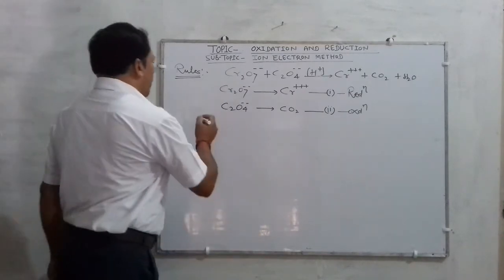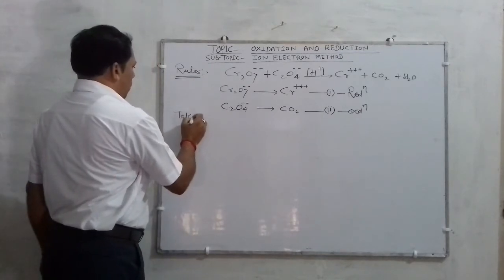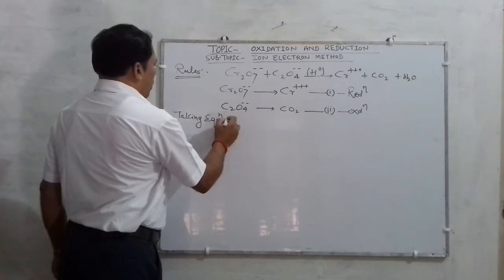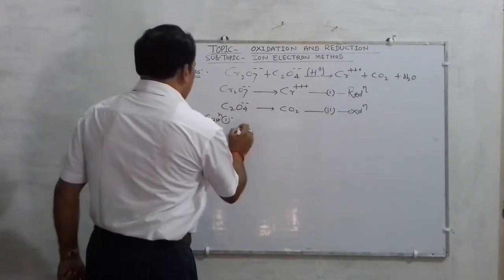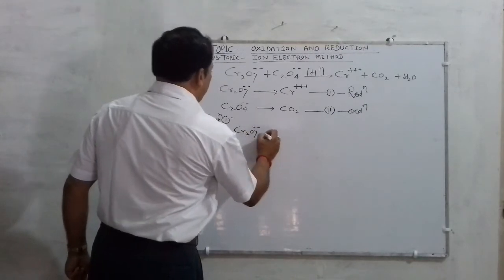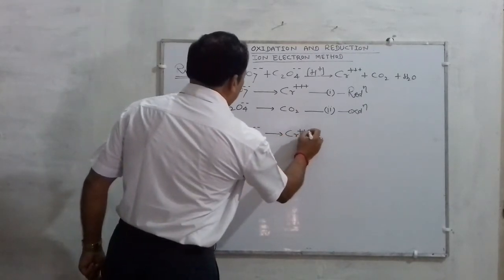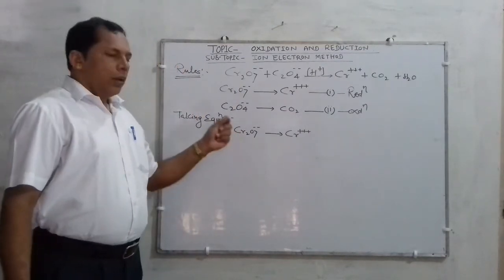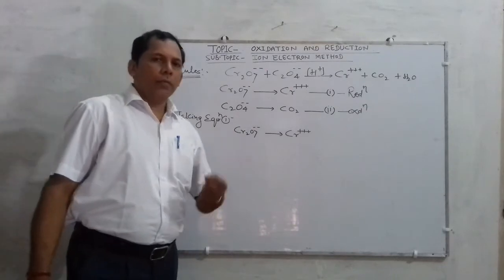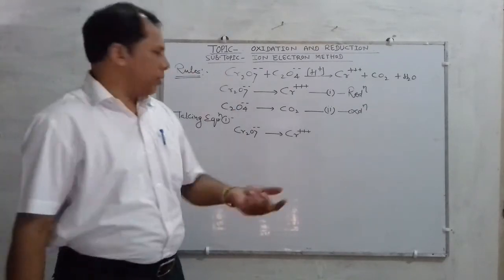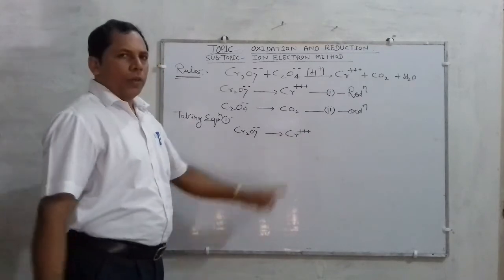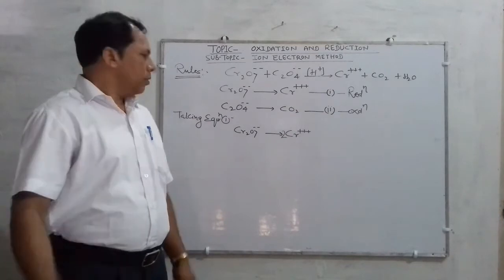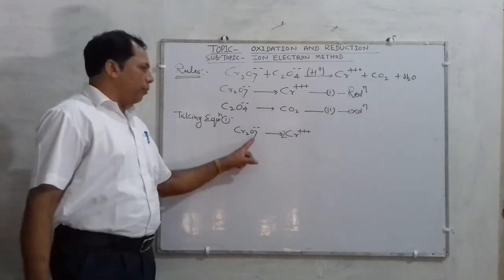So now, taking equation 1, this is Cr2O7 2- changing into Cr 3+. According to the rule, except hydrogen and oxygen atoms, other atoms are balanced first. There are two chromium on the left and one chromium on the right, so just multiply this by 2. Is it clear, children?